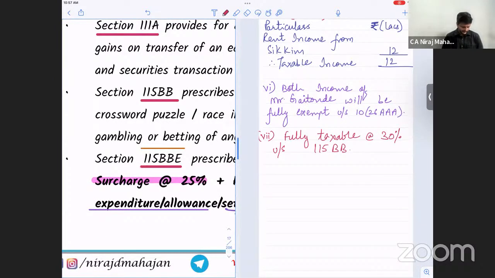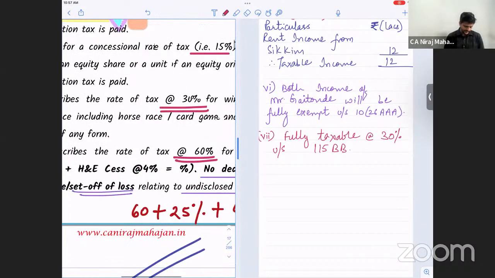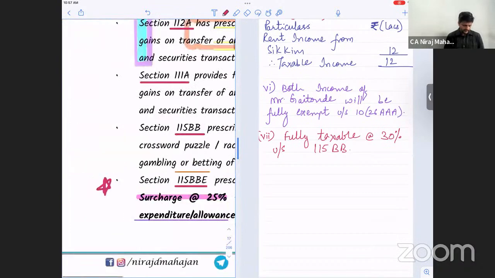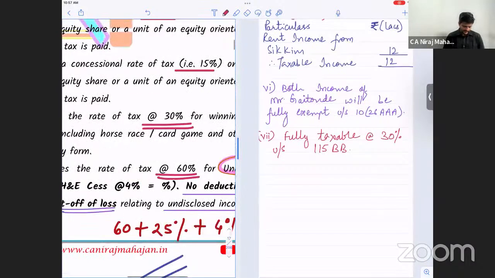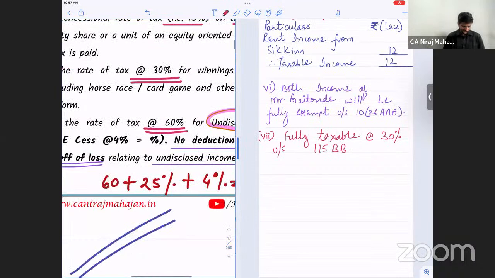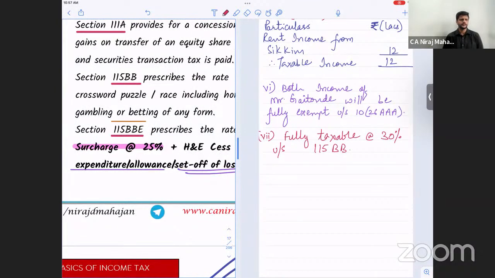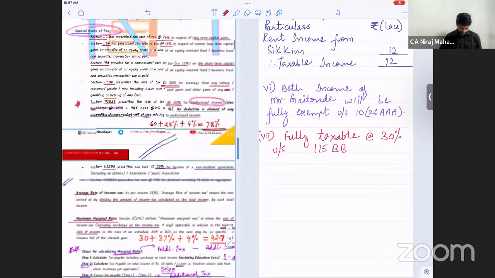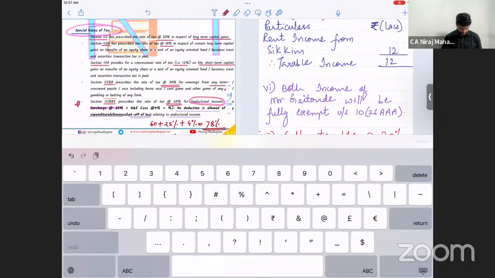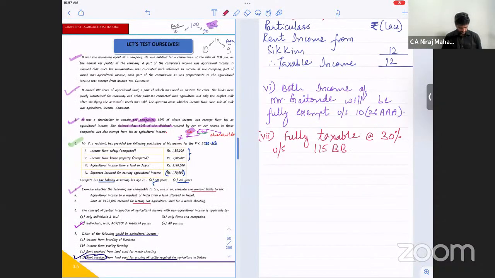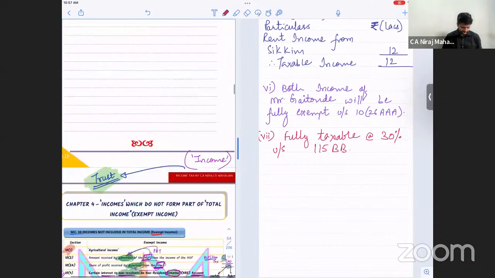Chapter 12, right? 115BB prescribes tax at 30% for winnings from any lottery, crossword puzzle, race, including horse races, card games, and any other game of any such nature. Gambling of any form. Yes, clear all of you? Done? We'll go ahead, everybody.